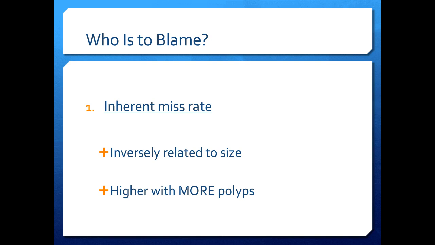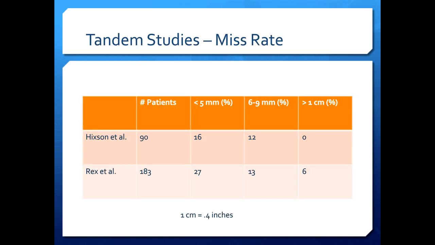There is going to be an inherent miss rate of polyps inversely related to size, meaning the smaller the polyp, the more chance you're going to miss it. The larger the polyp, probably not going to miss it, and also the higher number of polyps. Some patients, I'm there for an hour taking out 15 little baby polyps that are small, but they all come back adenomatous. So they've done some very good studies. So what does the literature show? They've done some very good tandem studies. So what is a tandem study? Definitely something that you all do not want to sign up for.